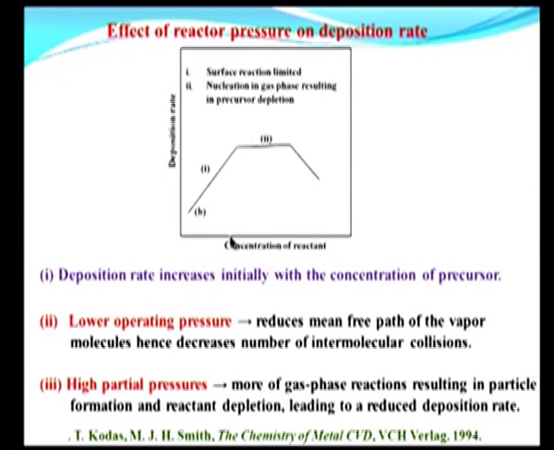This is how the concentration of the reactant, the vapor pressure of the reactant, affects the CVD process. So, again over here, where nucleation in the gas phase occurs, this is the region to avoid for the CVD process. One operates in this region where the deposition rate depends on the concentration of the reactant in a linear fashion. Since the concentration of the reactant can be controlled quite well, one operates along this region to get the deposition rate one wants in a given process.